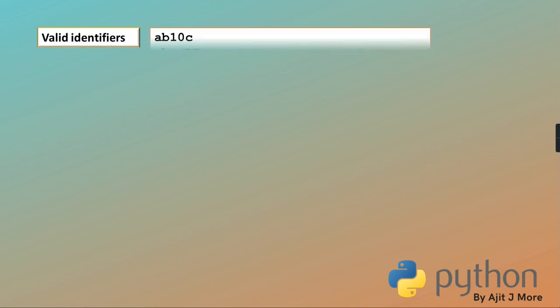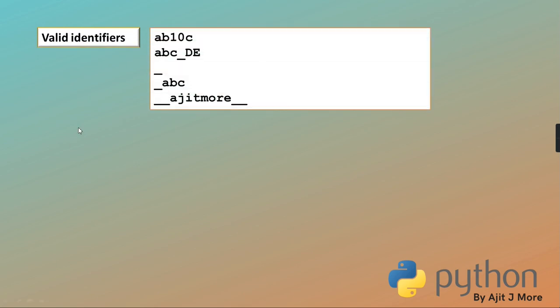Then I am writing some valid identifiers. See, ABC10C. It's valid because it's following the rule. Is it a combination of letters, digits and underscore only? Is it starting with a digit? Is it a reserved word? Okay. I hope it is following the rule. This is also following the rule.